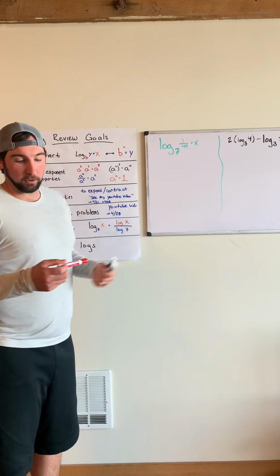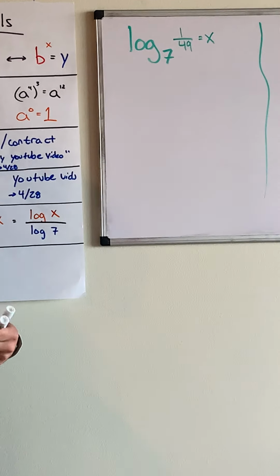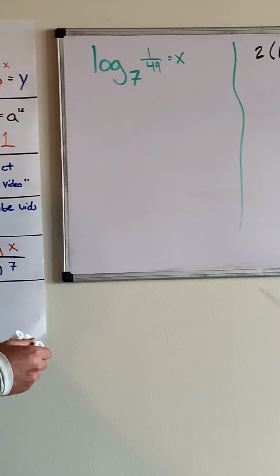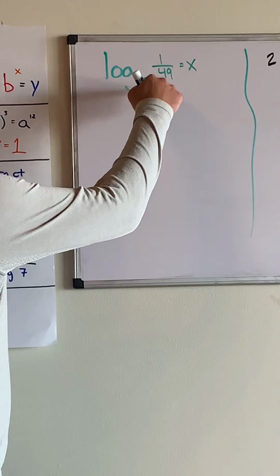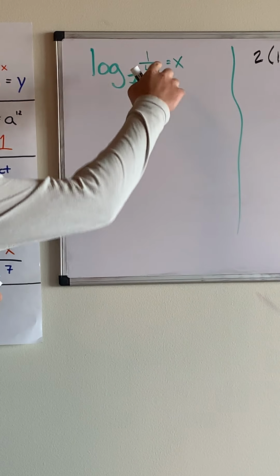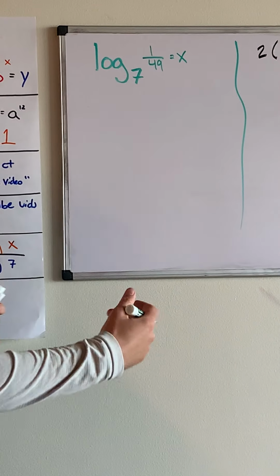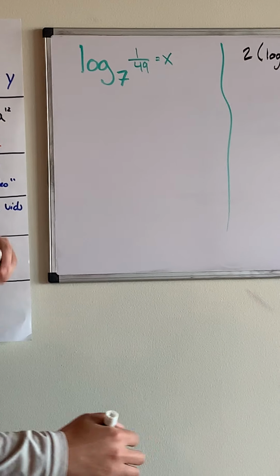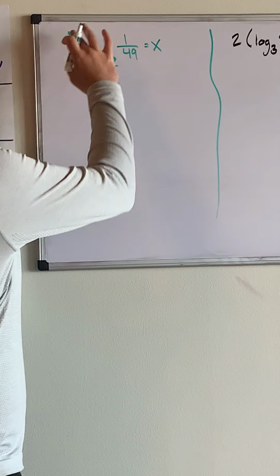So this is example green, okay, and we'll use green color code. So set log base 7 of 1 over 49 equals x. Okay, so the first thing I do is I just got to convert this because I have a log on one side.